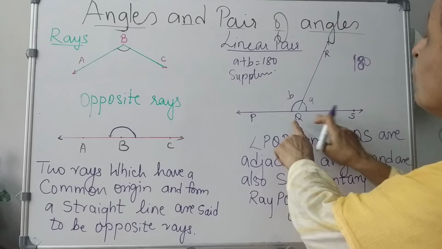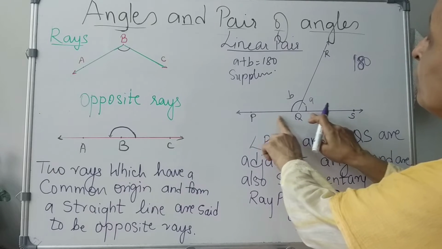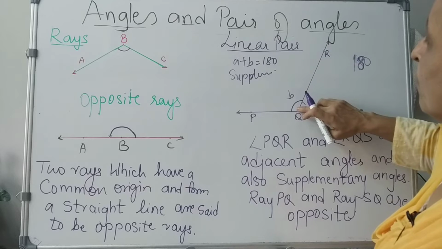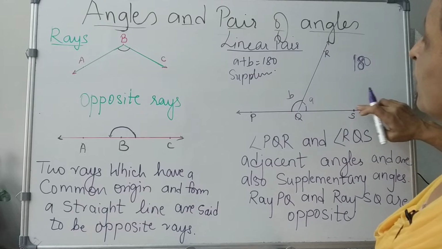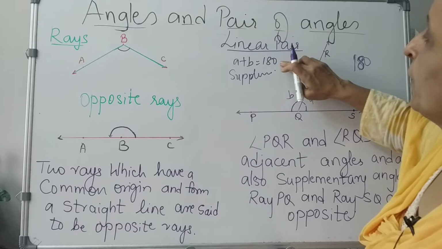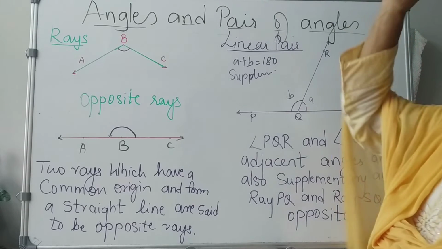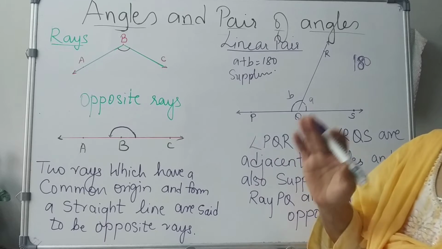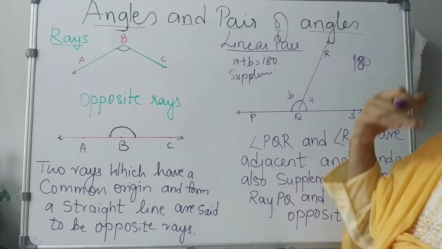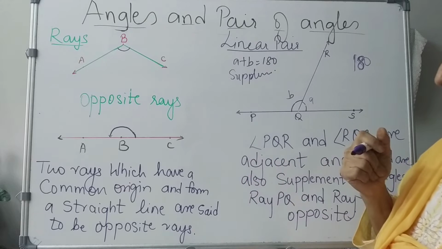So SQ and PQ are opposite rays, and this is another ray, and they form an angle which is a straight line. They are adjacent and they form a linear pair, which is supplementary and which is 180. I hope the concept here is clear so that you can understand further.